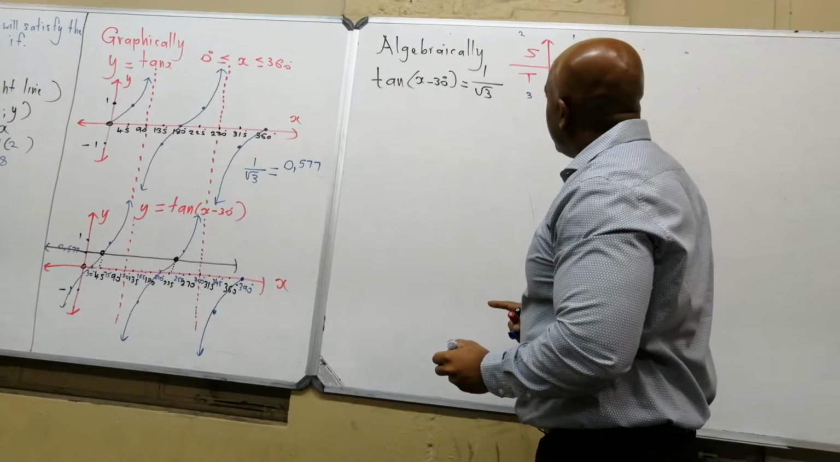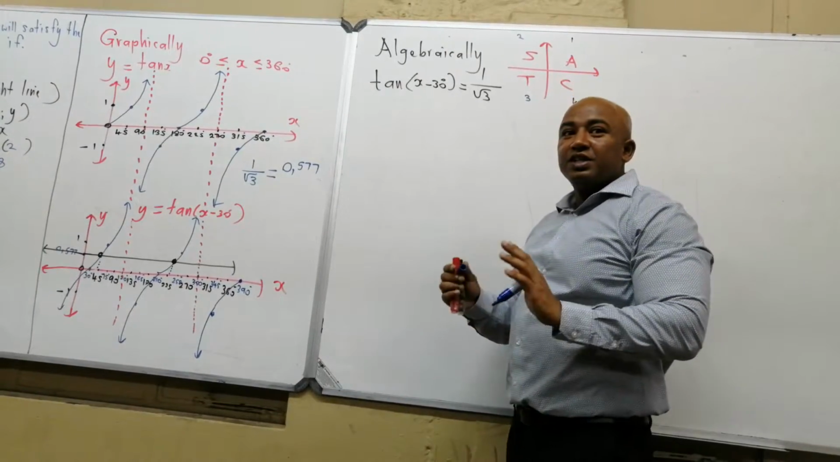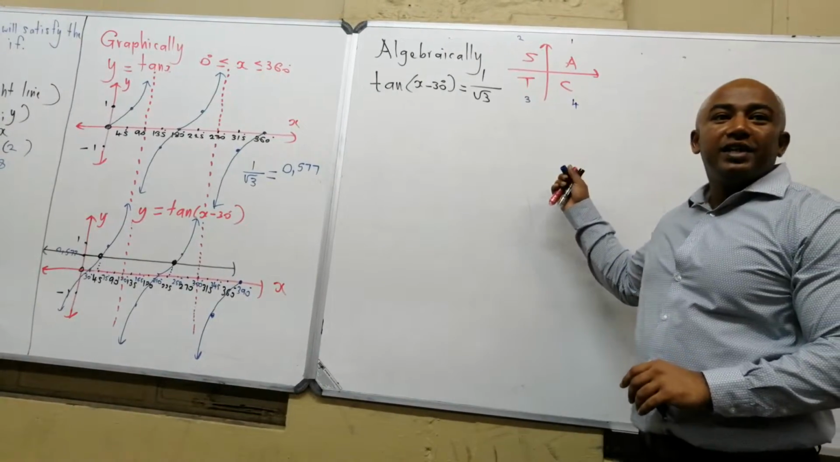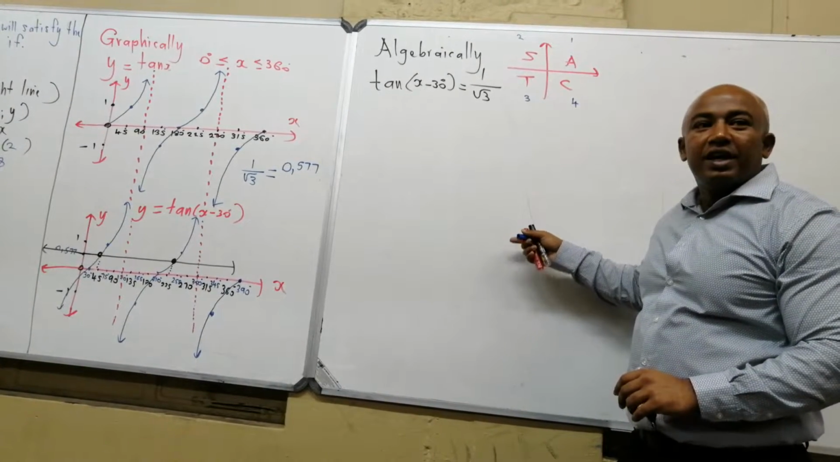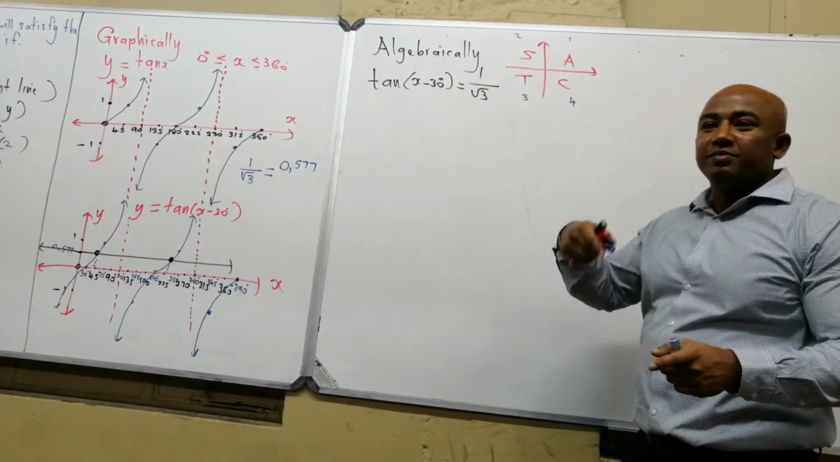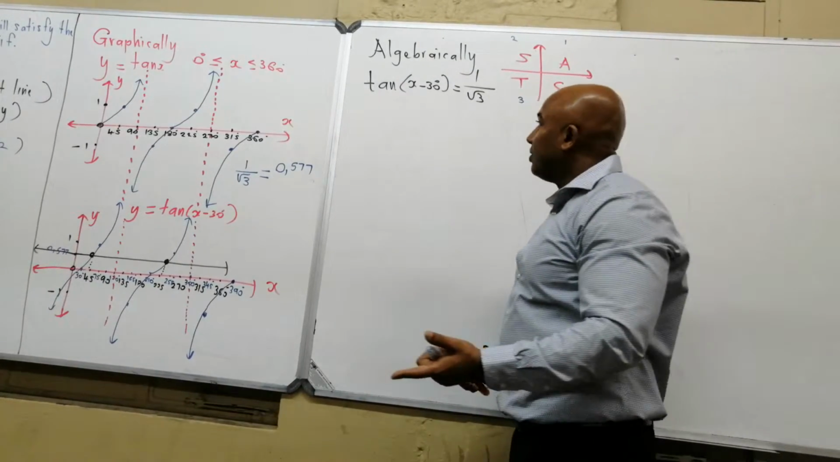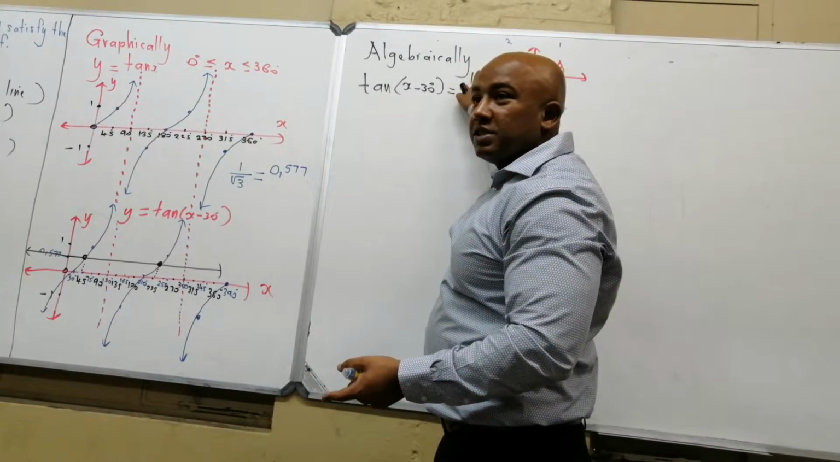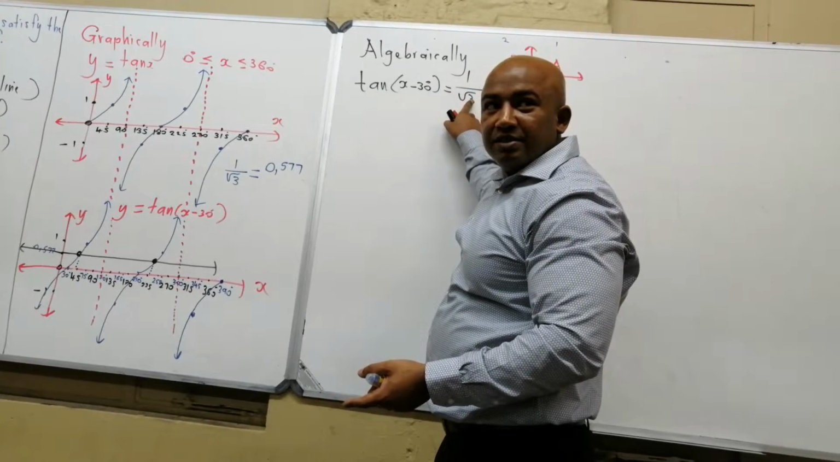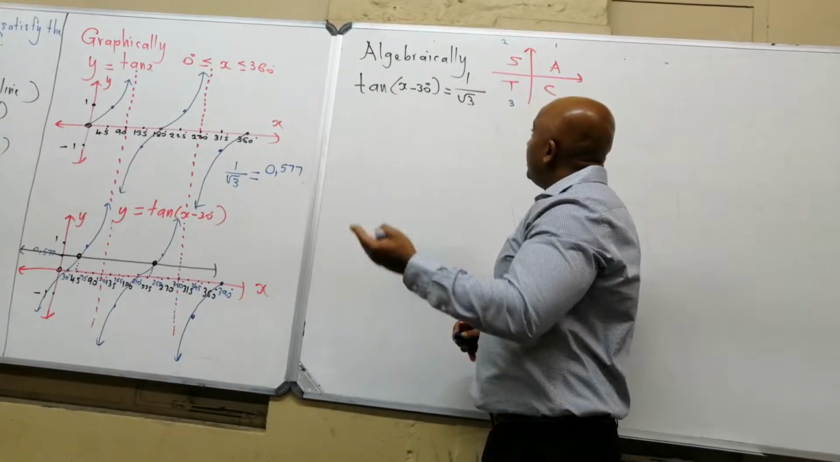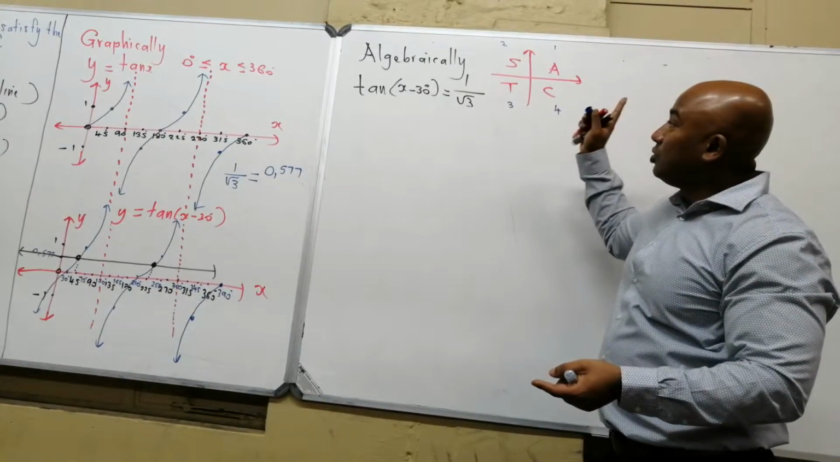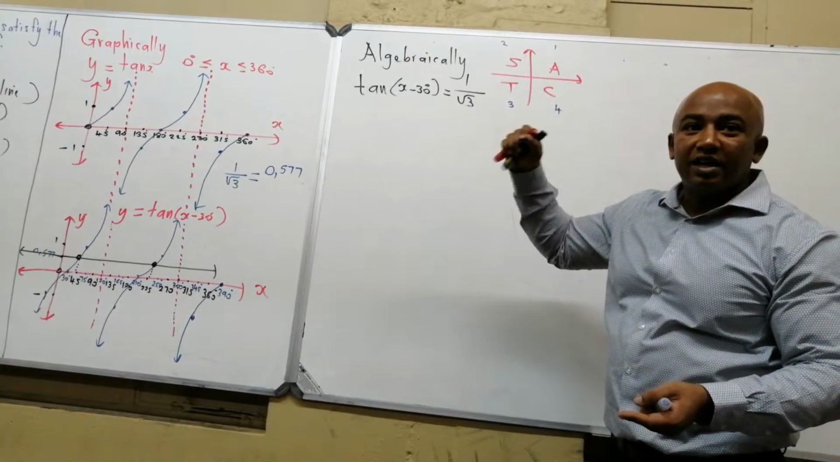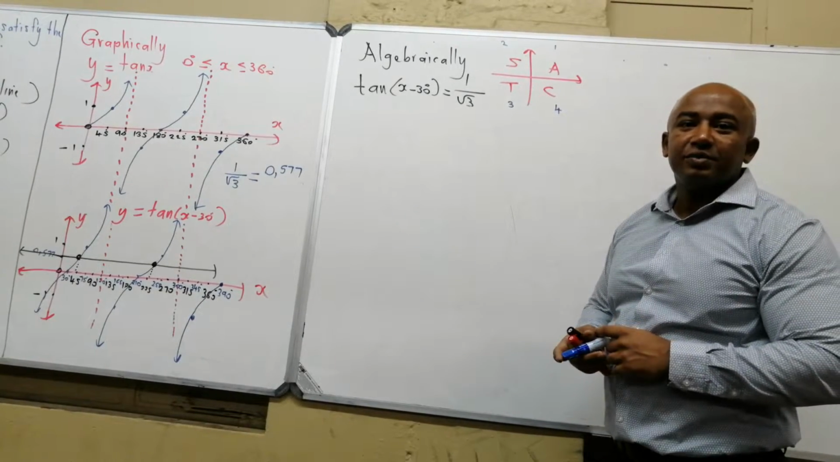So now, this CAST diagram is just a shortcut method for you to identify where all the graphs are positive. And where they are not positive, they will automatically be negative. So now, this is a positive 1 over root 3. Can you see that? So in other words, now how do you use this? You go to your CAST diagram and you check which two quadrants the tan graph is positive in. Which two quadrants?